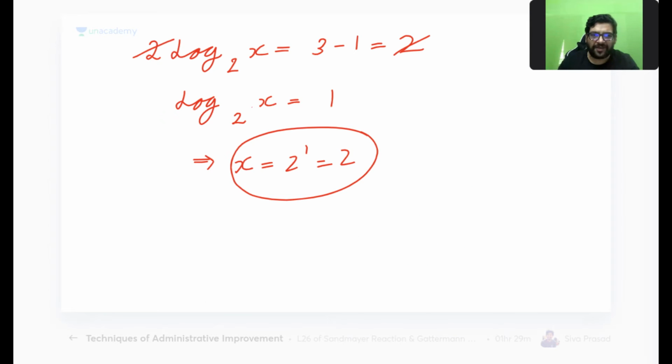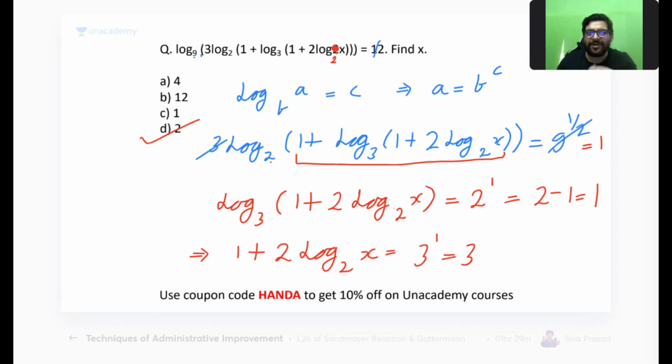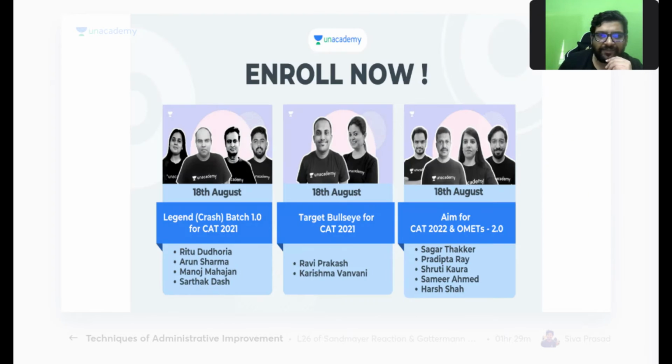Option D. Are you guys okay with this? A bunch of typos in this question, but I hope you guys understood this question.